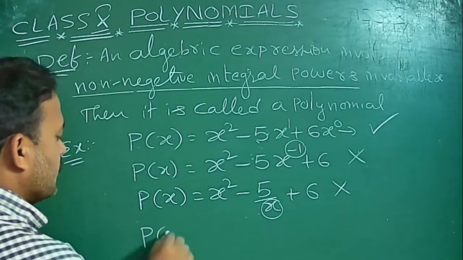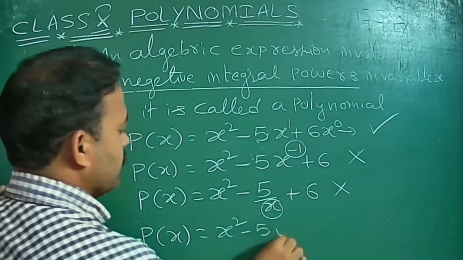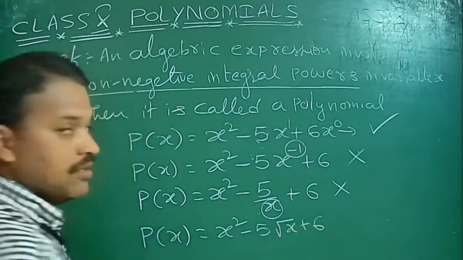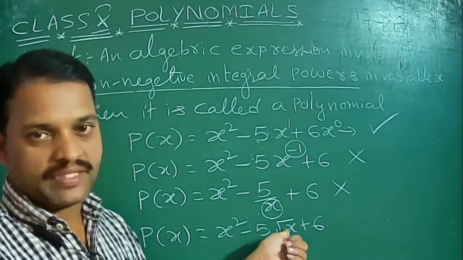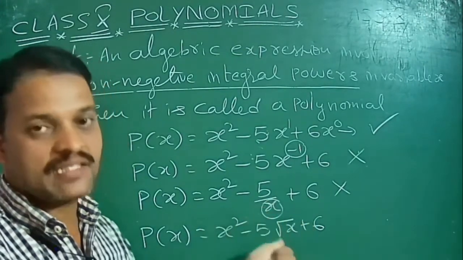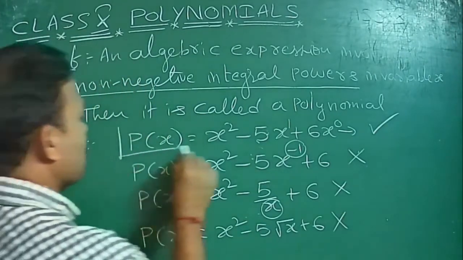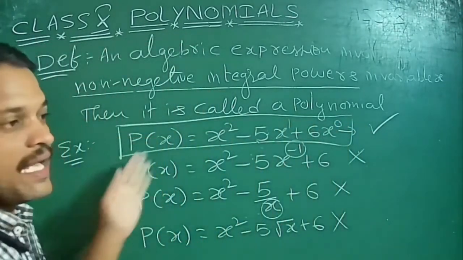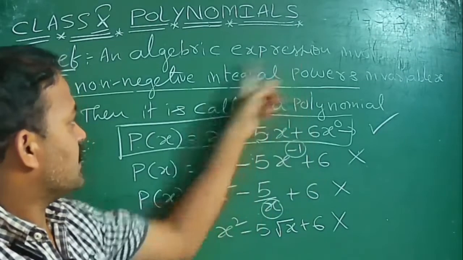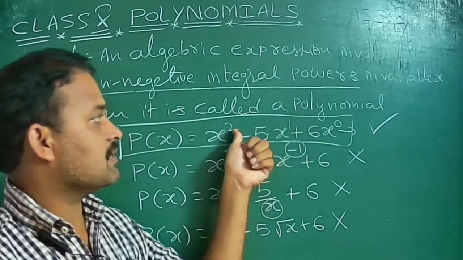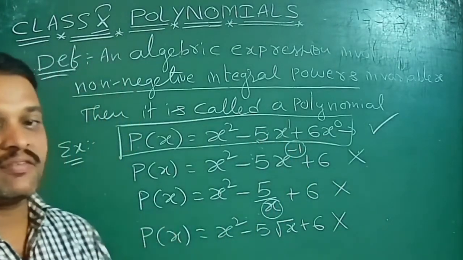Similarly, p of x equals x square minus 5 into root x plus 6. Once you observe this, root x is nothing but x power of 1 by 2. Rational number powers are there, so it is also not a polynomial. Only the first case is a polynomial as per the definition, an algebraic expression involving non-negative integral powers of the variable x. So this is about the definition of a polynomial.